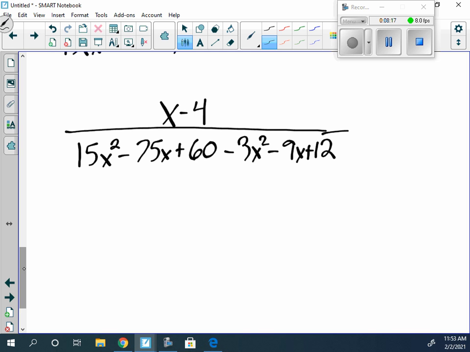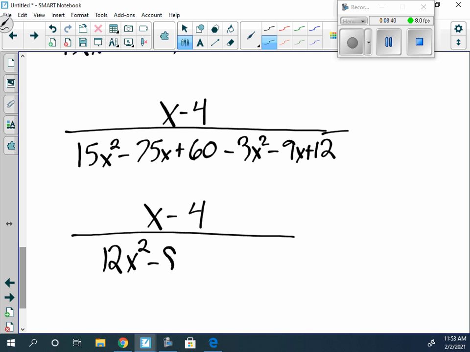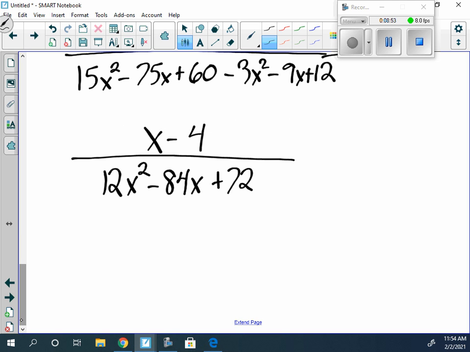Now, again, we can combine like terms. 15x squared minus 3x squared is going to be 12x squared. Negative 75x minus 9x is going to be negative 84x. 60 plus 12 is going to be plus 72. Okay.